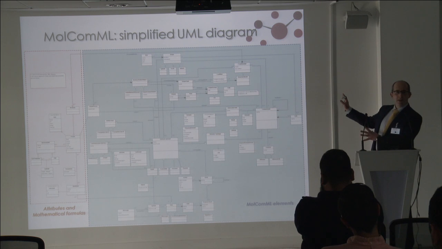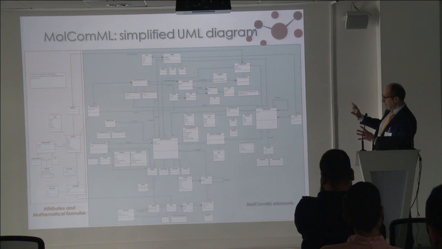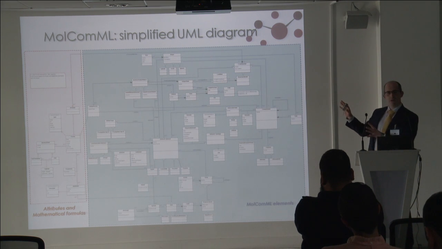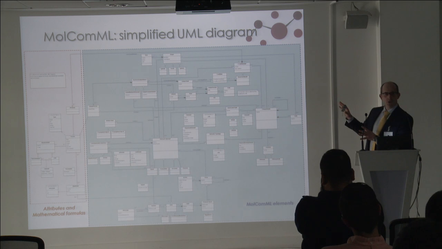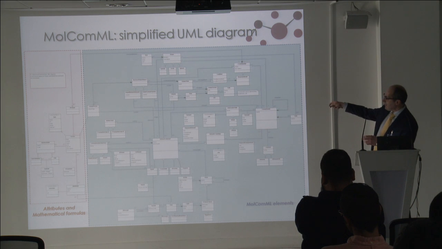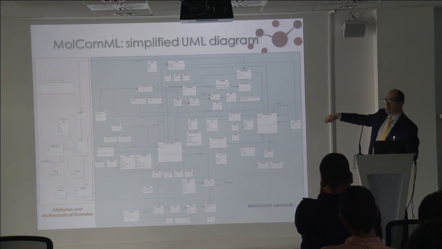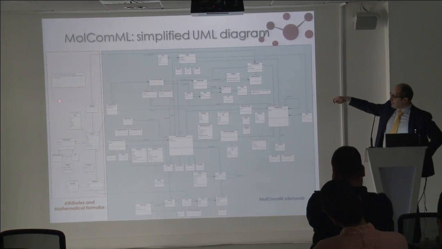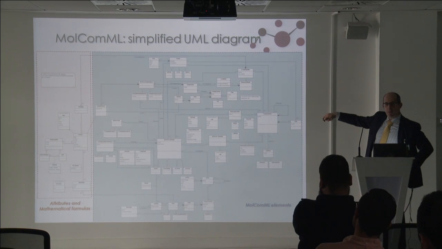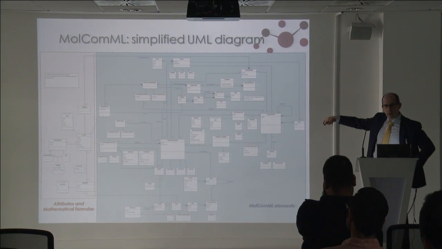Please don't be scared by this picture. This is just a general overview. This is the UML diagram of the markup language. The only information I want to give you with this picture is that we have two general areas. The red, pink one is the part dedicated to mathematical relations. Here we import some information from MathML and SBML.